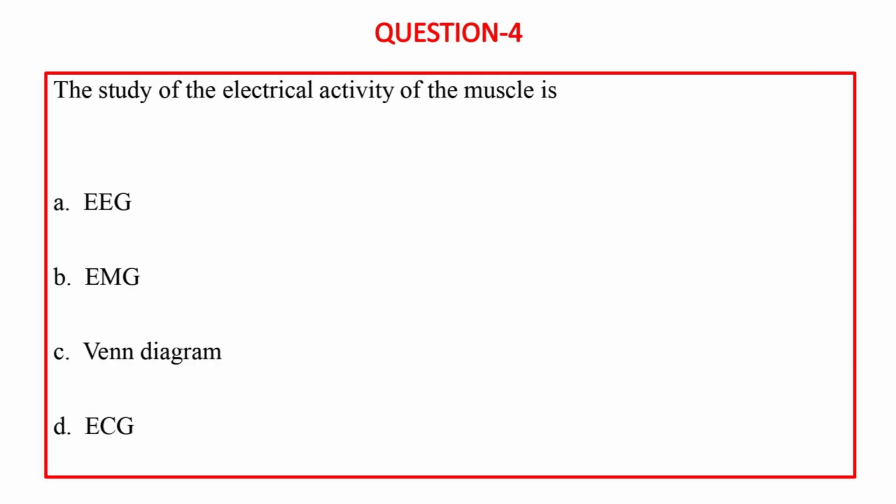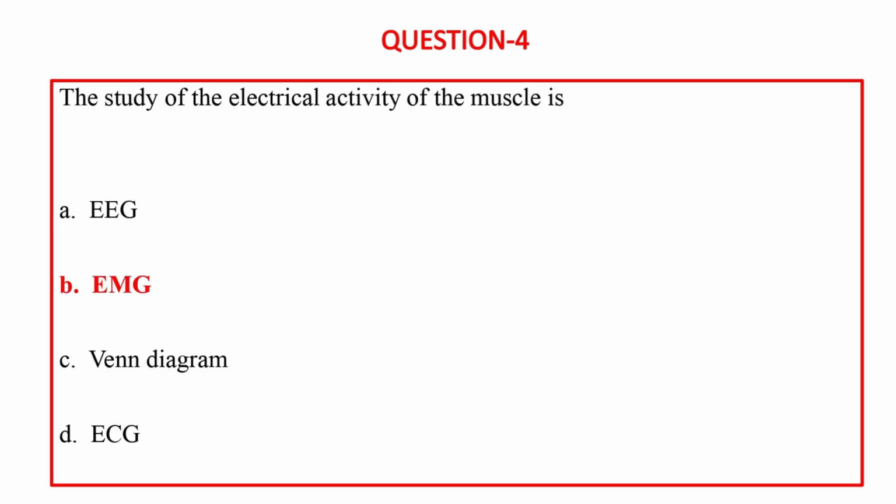Moving on to question number 4. The study of the electrical activity of the muscle is: EEG, EMG, Venn diagram, and ECG. The answer to this question is B. EMG, which is electromyography.